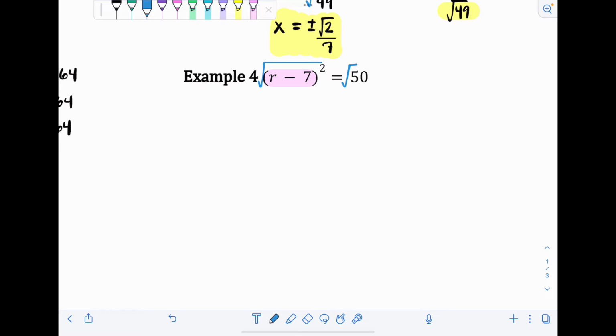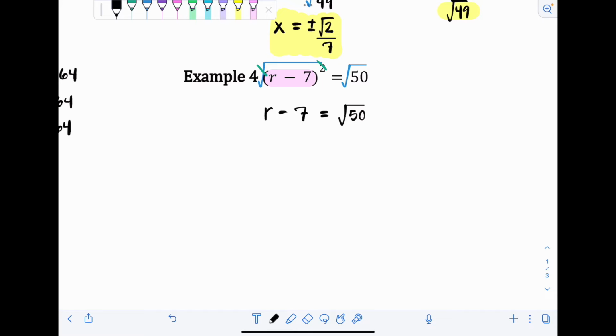So I square root both sides. Square rooting the left side cancels out the exponent and frees up the r - 7. Because it's free now, I'm able to take off the parentheses. And then over here, I have the square root of 50.